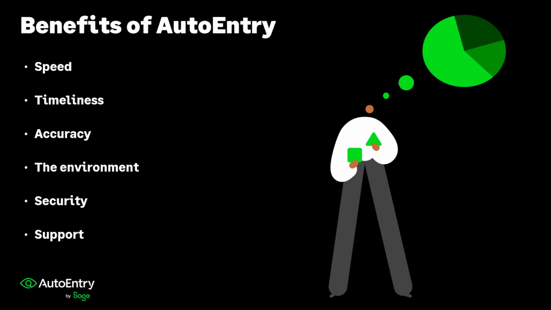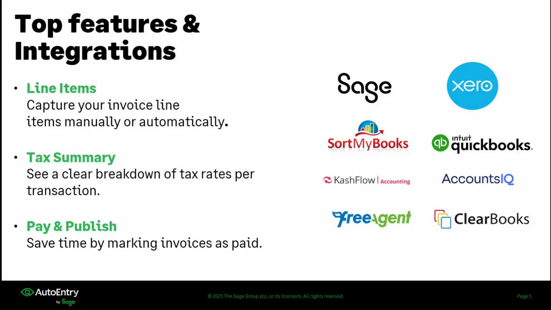Some of the main benefits of auto entry are the speed. So it is going to save you a lot of time compared to manual data entry. The extraction is also very accurate, so it is going to cut down on mistakes made from human error. And you can take advantage of our security and support infrastructures as well. We integrate with many accounting softwares, such as Sage, Xero, and QuickBooks.